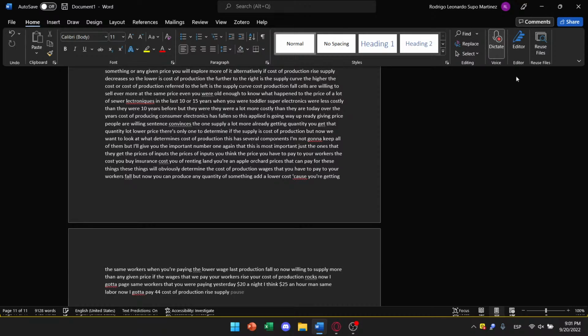So if input prices, including labor, change, that changes cost of production. If input prices rise, it causes cost of production to rise, and it causes supply to fall.